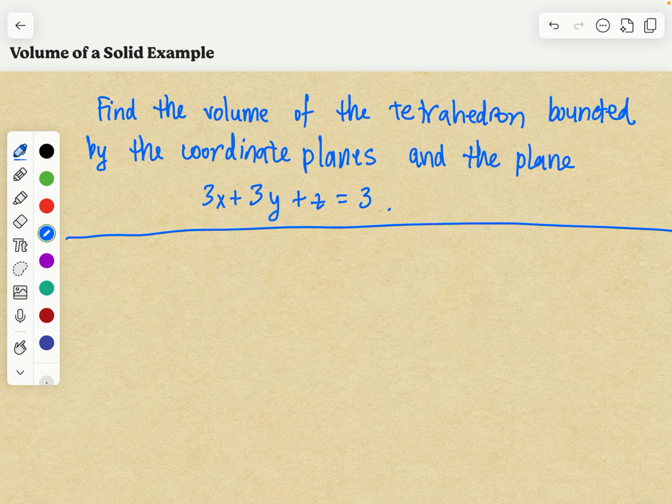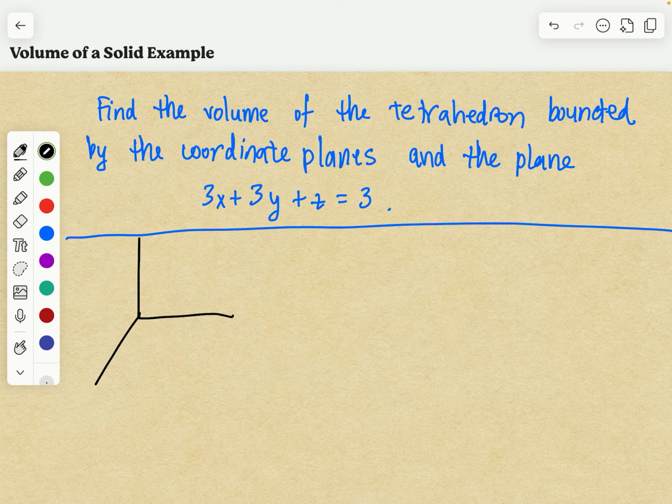Hi. In this problem, we are asked to find the volume of the tetrahedron bounded by the coordinate planes and the plane 3x plus 3y plus z equals 3. So let's get an idea of what's going on. You have the coordinate planes, and then you have this other plane, 3x plus 3y plus z equals 3. And we want to find the volume of this.